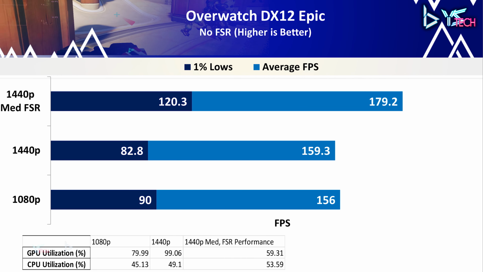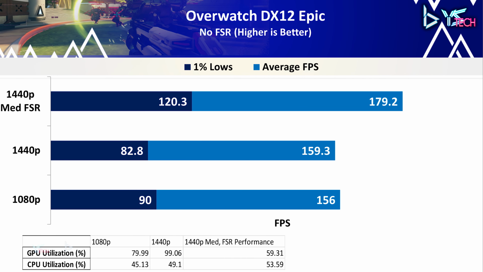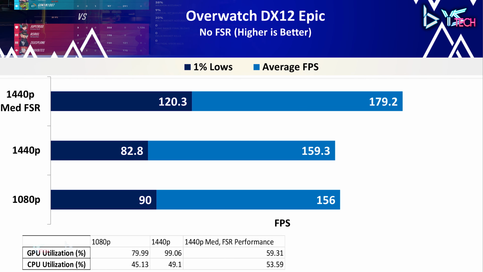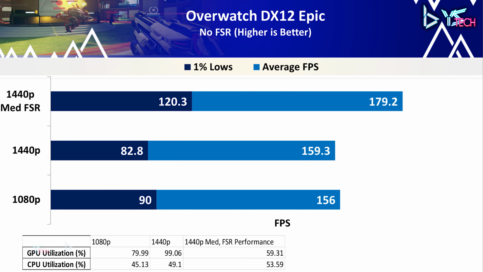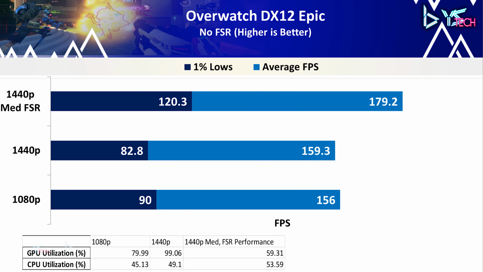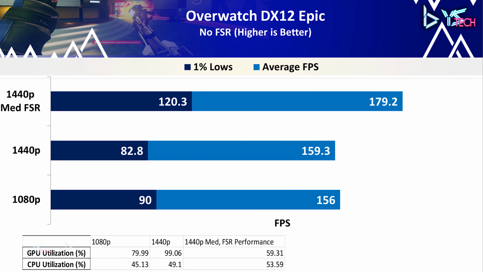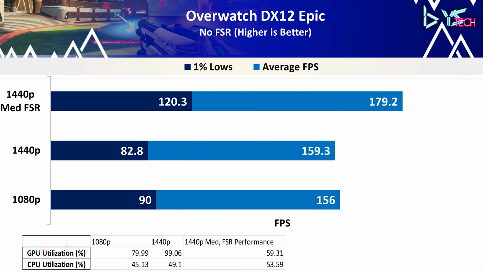Let's take a look at Overwatch with medium settings and FSR on. We managed to get an average FPS of 179. This is an increase in FPS of 20 from normal 1440p on epic settings.